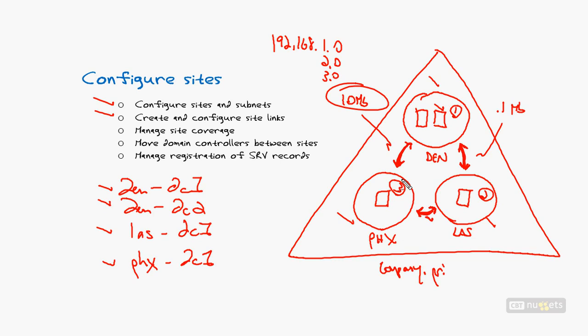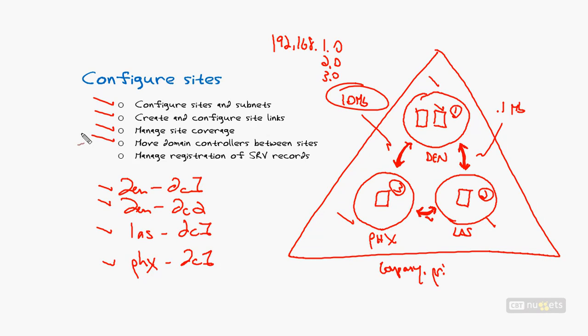And then also any delay. So do we want to set it up so it only replicates in the evening? That allows us to manage the site coverage. And this is sort of an odd requirement here, because managing the site coverage is just ensuring that all of my geographic locations are supported by the domain controllers that I have. And then once we've done that, we'll put the domain controllers there into the appropriate site.